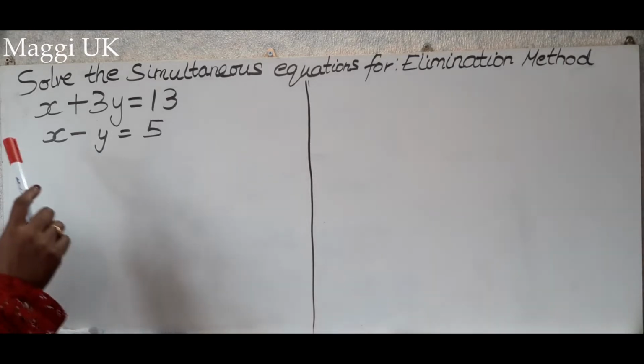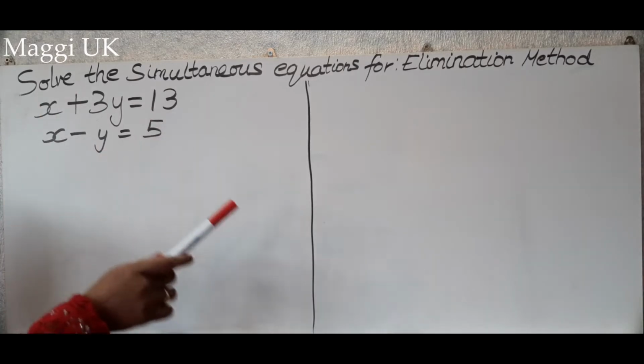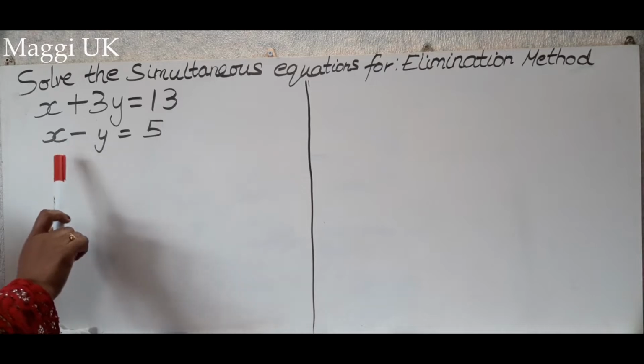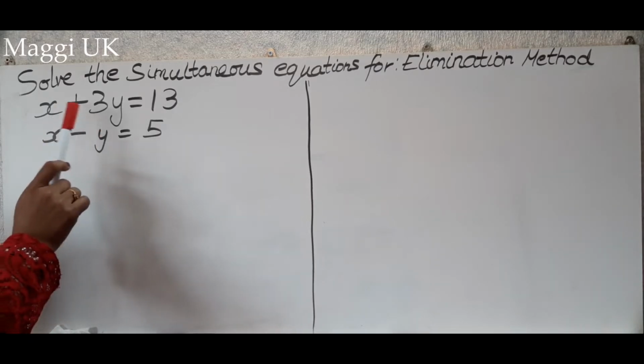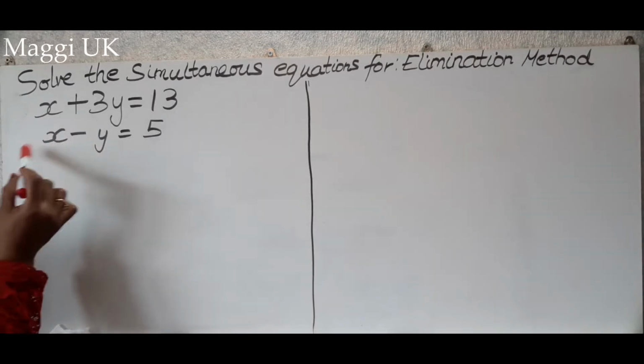So this is the equation given: x plus 3y is equal to 13 and x minus y is equal to 5. These are the two equations given. You need to solve to get x and y. If you see here, you need to have one of the variables with the same number. But if you see, x and x, this one is the same. So what you can do is you can either take x or you can take y.